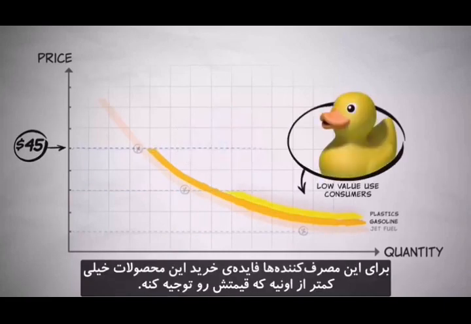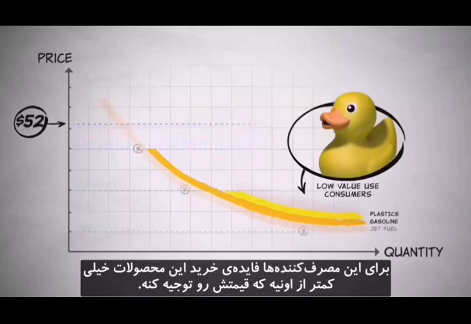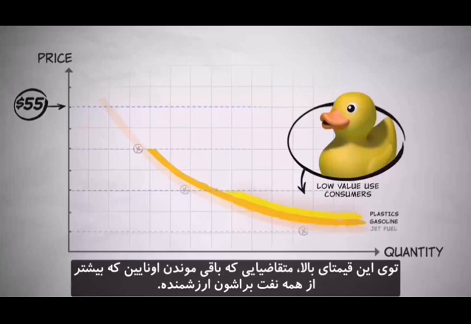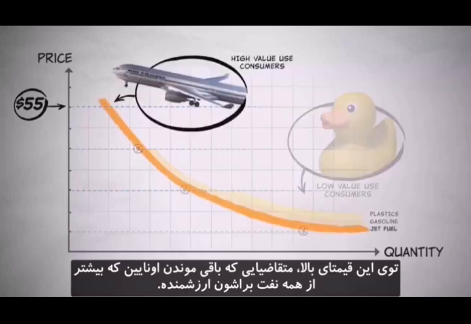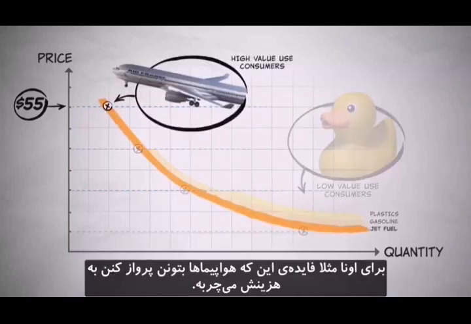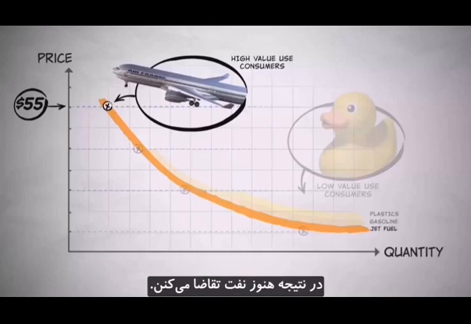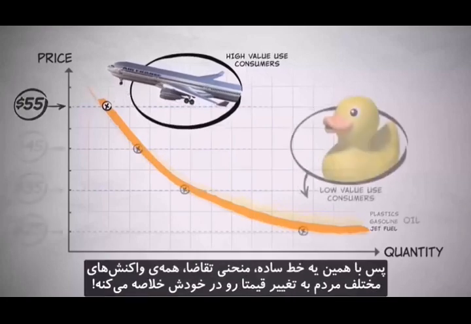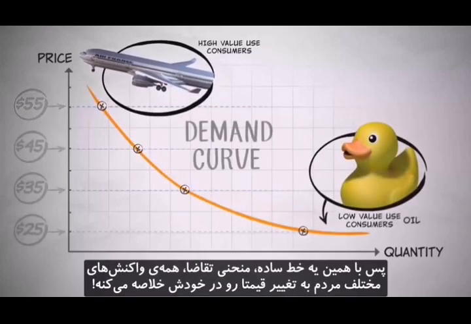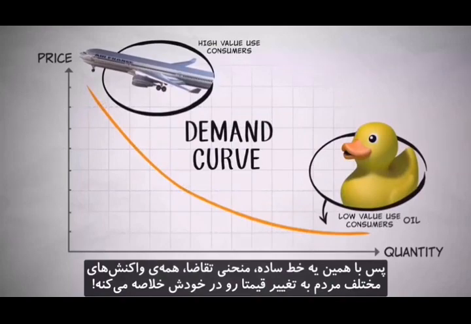For these consumers, the benefit of buying these products is too little to justify the cost. At these high prices, the demanders that are left are the ones who value oil the highest. For them, the benefit of, say, having planes that fly outweighs the increased cost. They still demand oil. So, with a simple line, the demand curve summarizes all the many and diverse ways that people respond to a change in price. But it doesn't stop here.